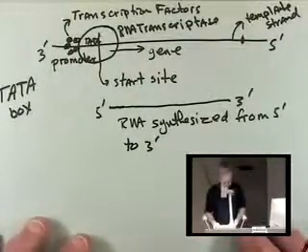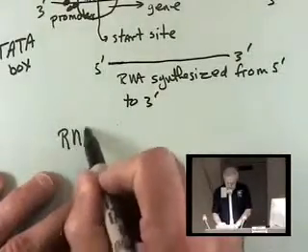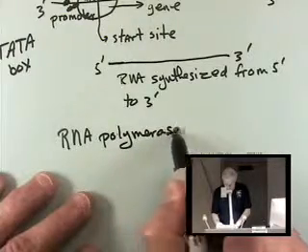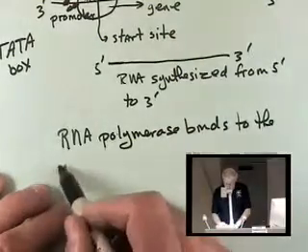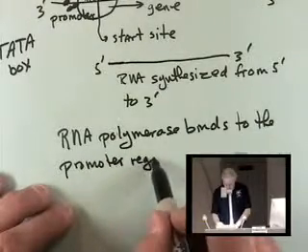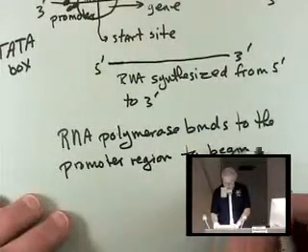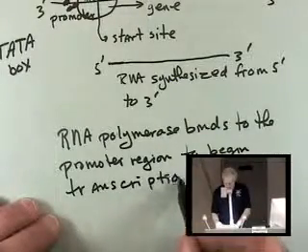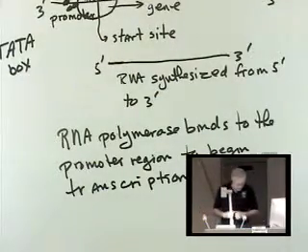And the RNA polymerase binds to the promoter region, right, in association with the TATA box, to begin transcription. That's called initiation. And we'll have a few more discussions on that.